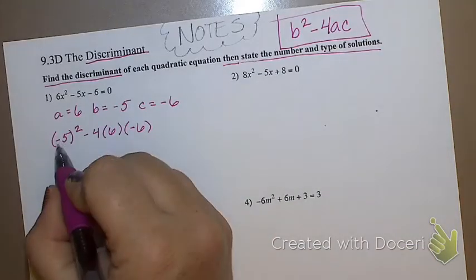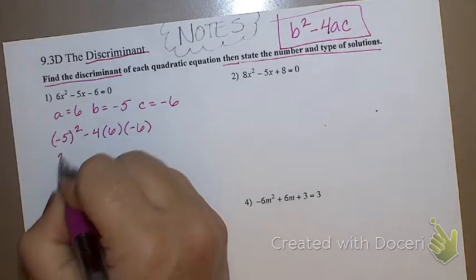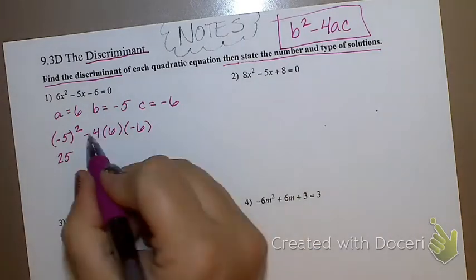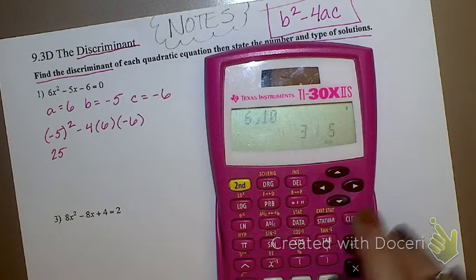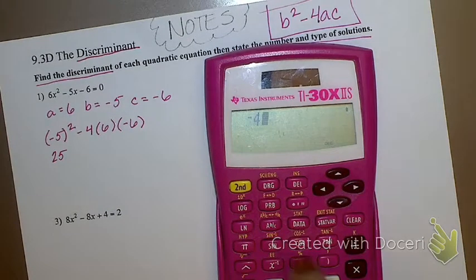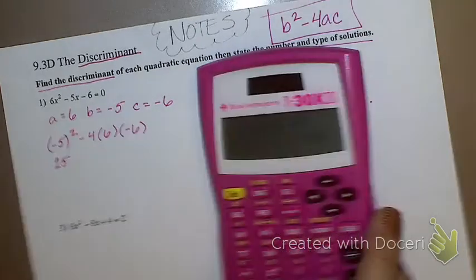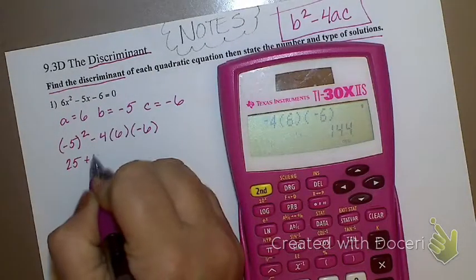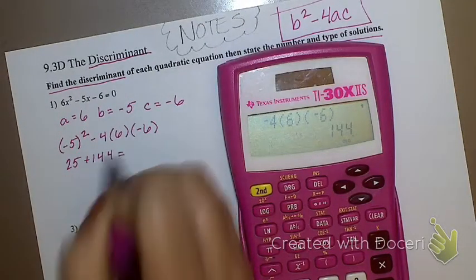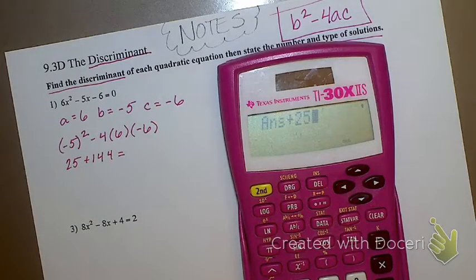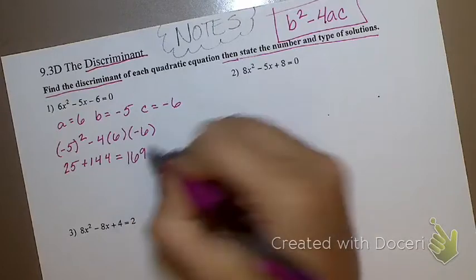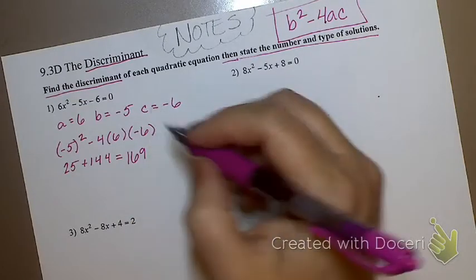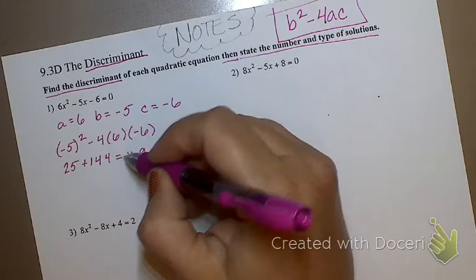Okay, so let's see. Negative 5 squared is 25. Negative 4 times 6 is negative 24 times negative... I can just go to my calculator, can't I? That would be easier. Negative 4 times 6 times negative 6 is 144. And what is 25 plus 144? 169. So, when it says find the discriminant, I just did that.